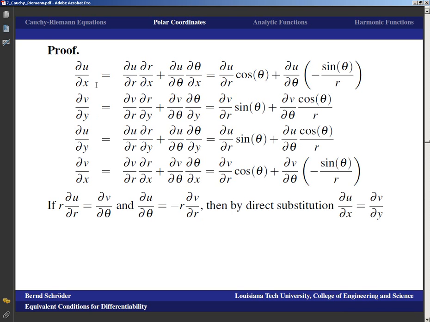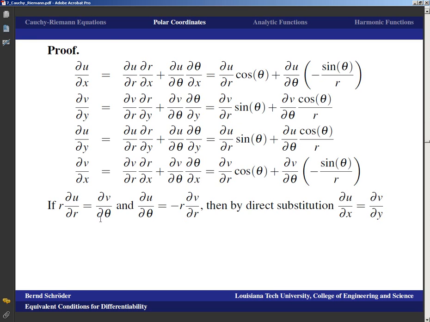Well, let's see. du/dx is here and dv/dy is here. These are the expressions that we want to focus on. If du/dθ is negative r dv/dr, then this becomes negative r dv/dr times sine theta over r with a negative sign. The two minus signs cancel, the r's cancel, and so we keep just the dv/dr and the sine theta, and that's exactly what we have here.